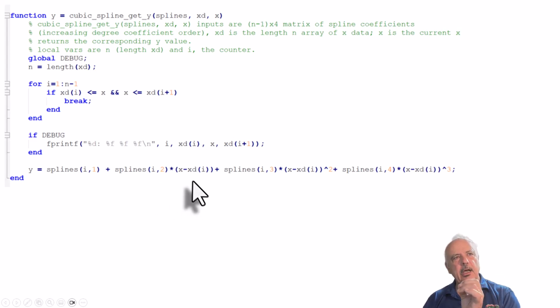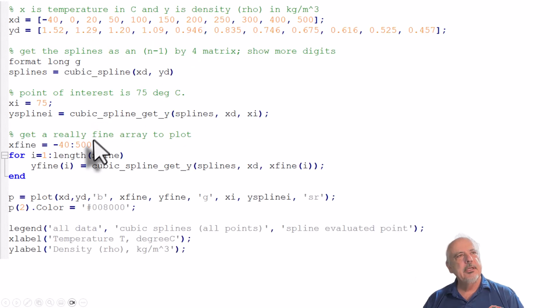And once you know that I, you use the XD as we had at the beginning to reference for that particular spline. And then the X is coming in, the point of interest is coming in, and you're working out the cubic right here and returning the Y. So that's how you get your data. Once you know your splines, you bring in your X raw data, all of it, and then the point of interest. So that's how I got that Y spline I that corresponded with my 75.